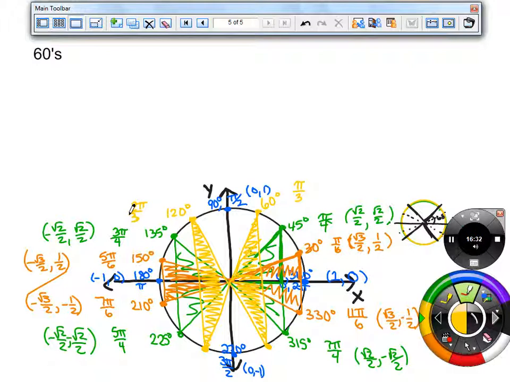Okay. The next one would put me at 180, and that would be 3 pi over 3, which is just pi. The next one would be at 240, which would be at 4 pi over 3. The next one would be at 300, which would be at 5 pi over 3. And then that would take us back to 360, which would be 6 pi over 3. And 6 pi over 3 is the same thing as 2 pi.